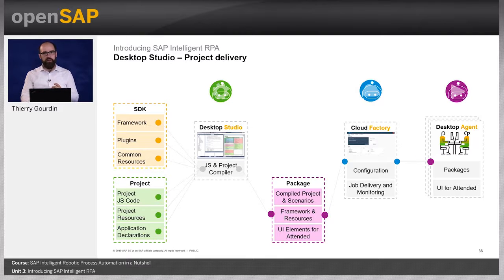Configured packages are now distributed to agents. Some agents work as digital assistants triggered by users on the machine. Other agents work as digital workers triggered from the factory. The agents process the job and send back the job results to the factory.